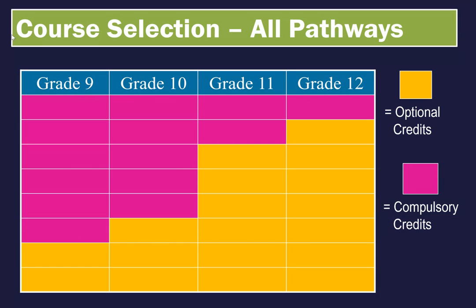As you move through the grades, you know that your optional credits have become more expansive. You're able to choose more optional credits. In grade 11 this year, you will get to choose 6 of them, again, based on the pathway that you wish to take after high school.